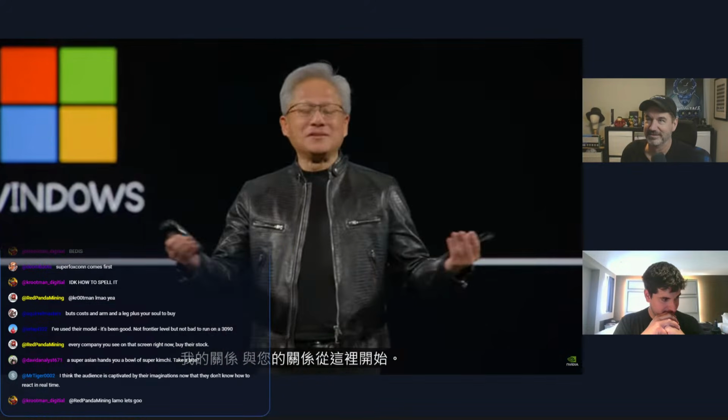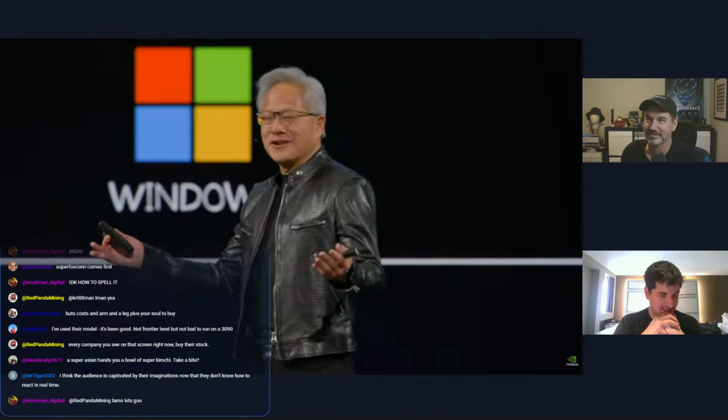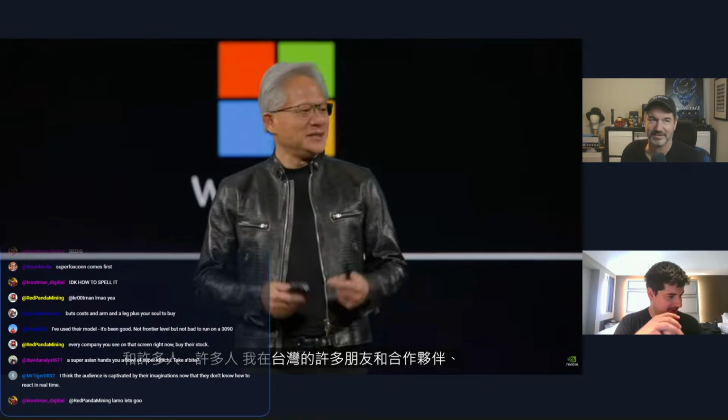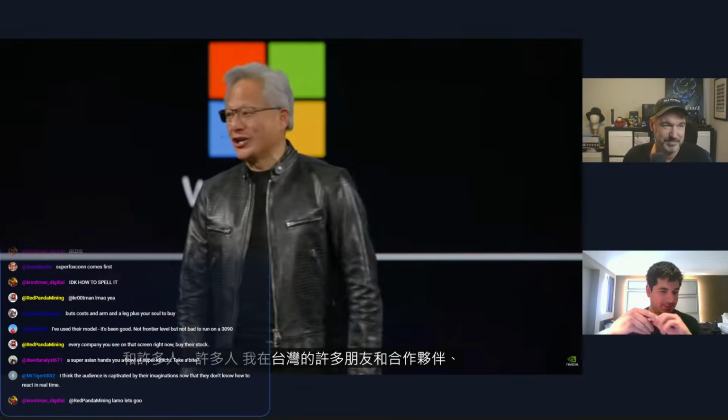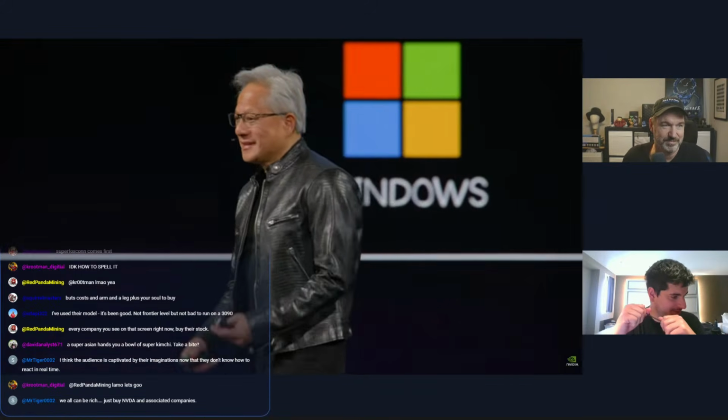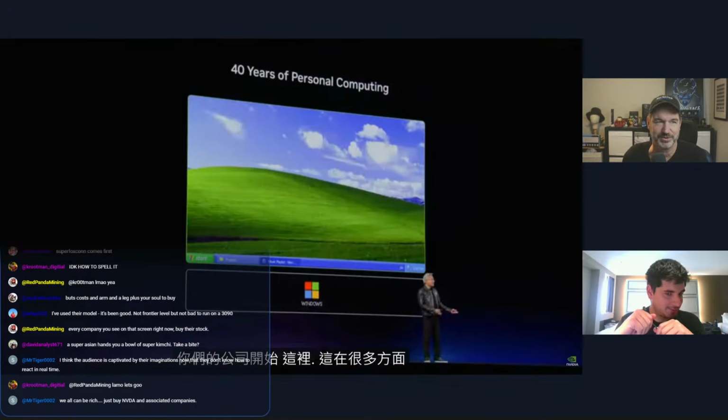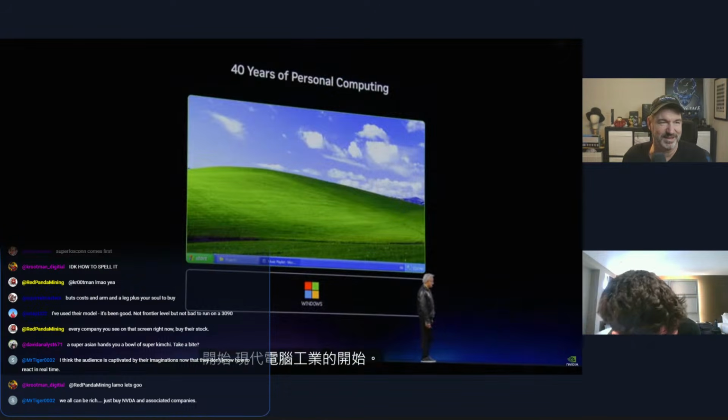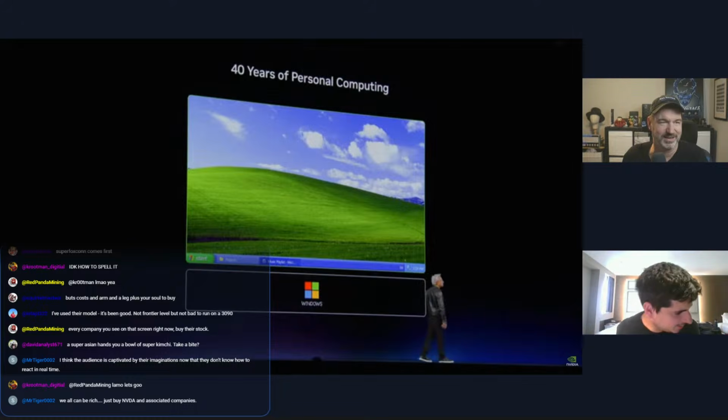And many of my friends and partners here in Taiwan, your companies started here. This is in a lot of ways the beginning. When you turn your head, I can't hear you. The modern computer industry is 40 years old. NVIDIA is 33 years old.